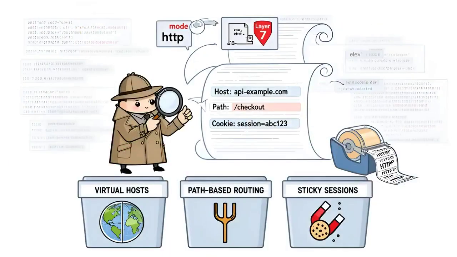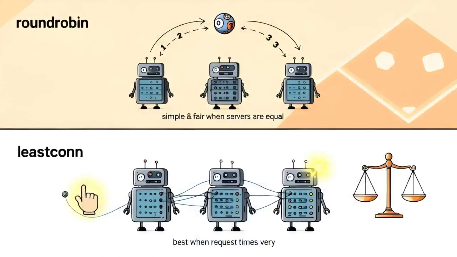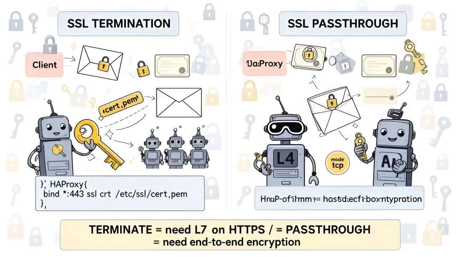In mode HTTP, HAProxy climbs to layer 7 and actually parses the HTTP request. It can inspect the host header, the URL path, cookies, and any header, which unlocks virtual hosting, path-based routing, and sticky sessions. HAProxy offers multiple balancing algorithms. Round-robin cycles through servers in order 1, 2, 3, 1, 2, 3, and is simple and fair when all servers are equal. LeastCon picks the server with the fewest active connections, which is the better choice when requests take varying amounts of time to complete.